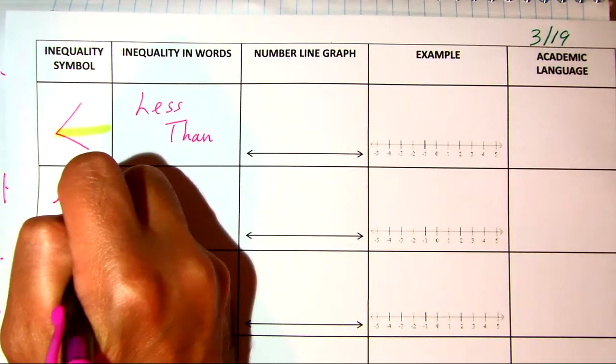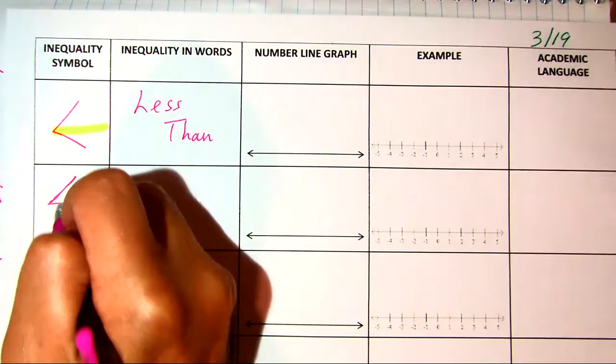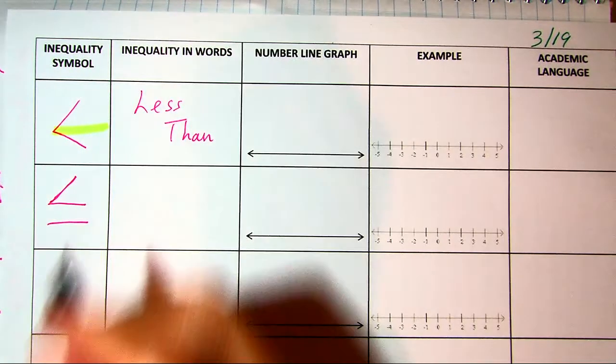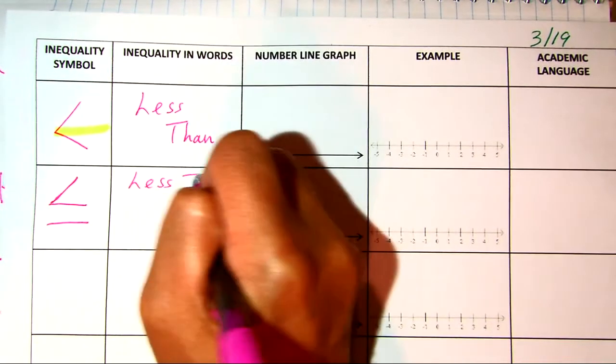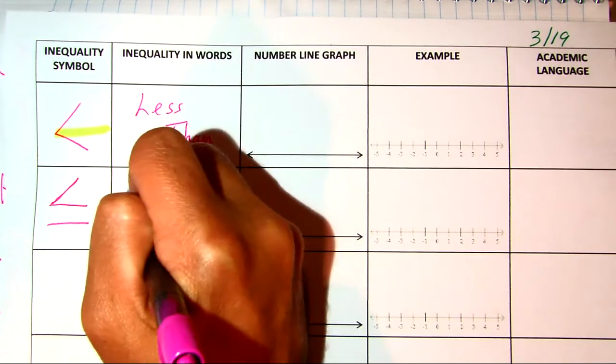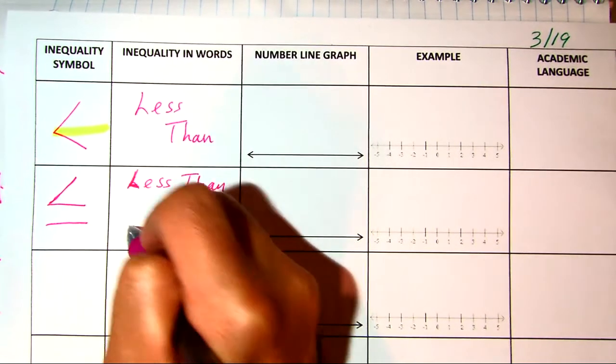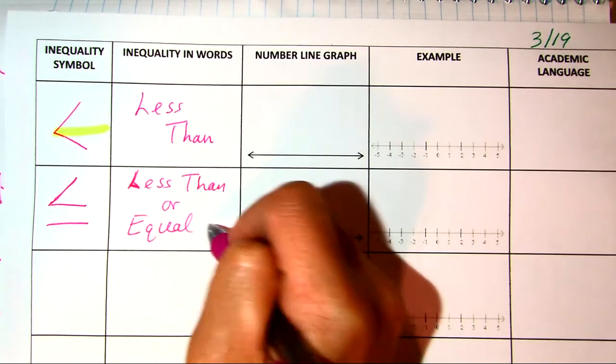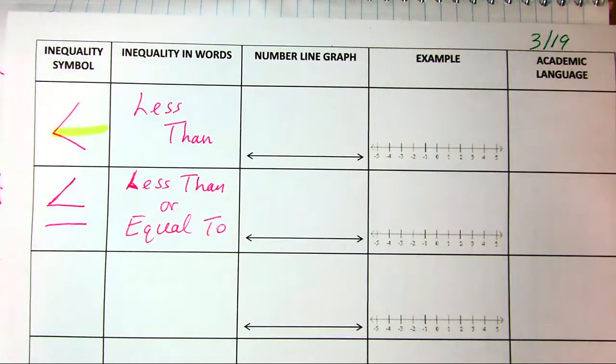The next symbol is still similar. It's called less than, but this time it can be equal to. So, less than or equal to.